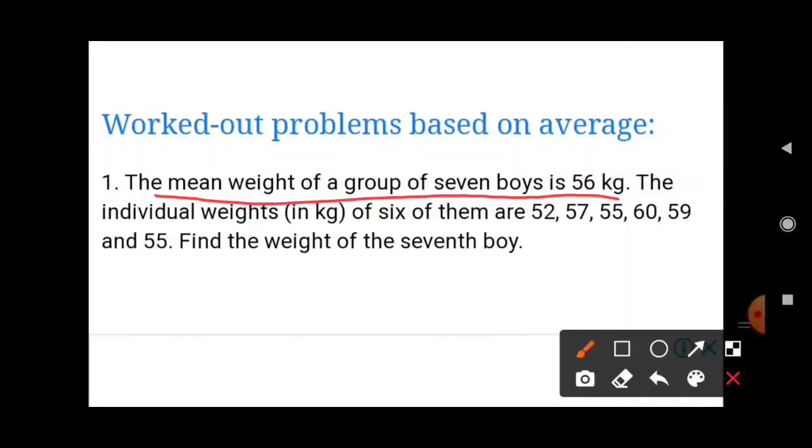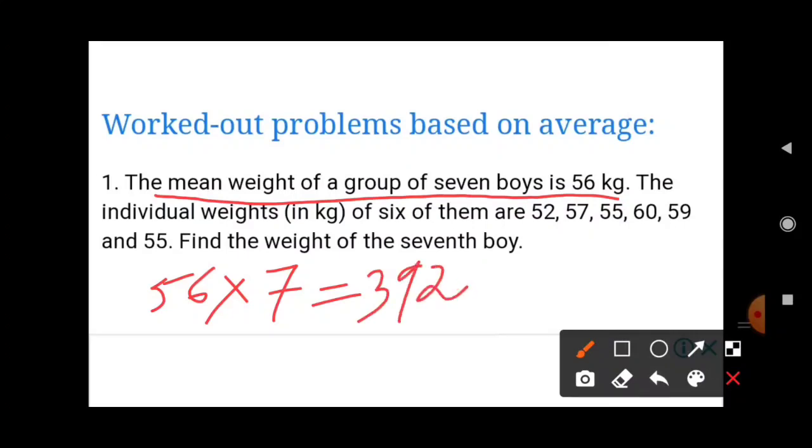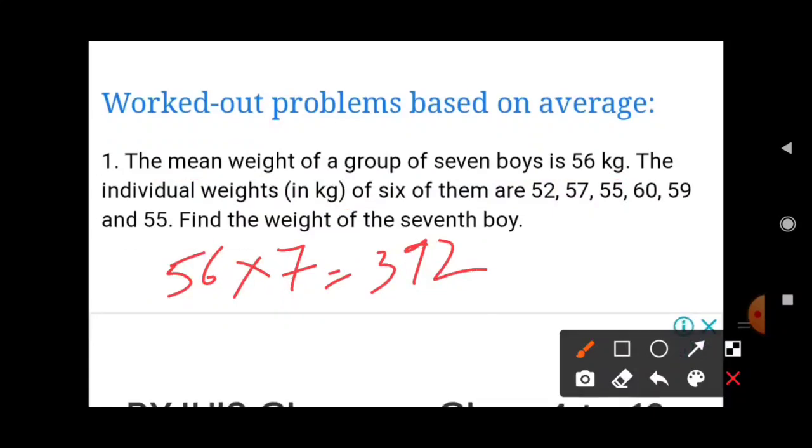To do this, we'll first calculate the total weight of the 7 boys. So we'll multiply 56 with 7, and 392 will be our total value. That is the total weight of 7 boys. Then we have to add these 6 values. If we add all the 6 values, we'll get 338, which is not 392. So this 338 is the total of the weights of the 6 boys.